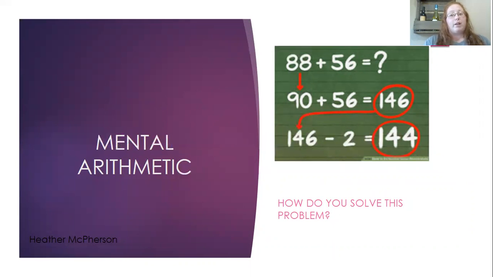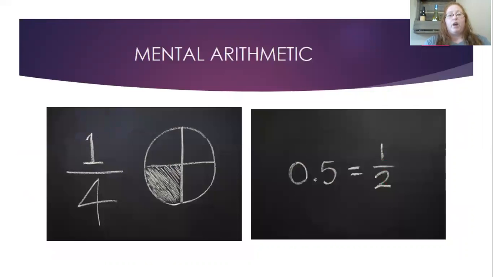Well, that's not going to give you the answer for 88 plus 56. So since you added 2 in order to get the 90, you would take the 146 and subtract 2, and you get 144. A couple of other examples of mental arithmetic are looking at this pie chart.